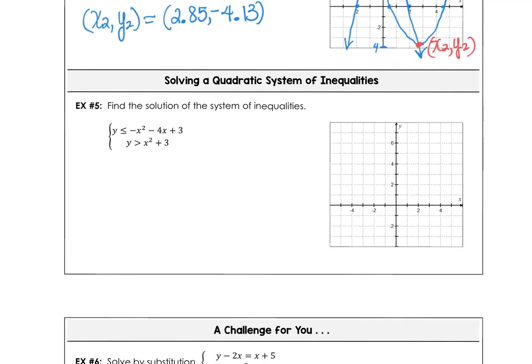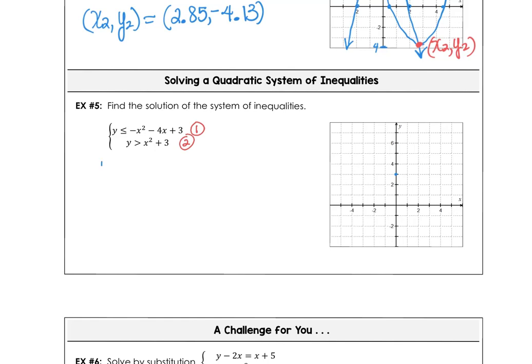Example 5 wants us to solve the system of inequalities. So these we need to graph, and we also need to shade. The first equation, negative x squared minus 4x plus 3, is going to cross at 3.